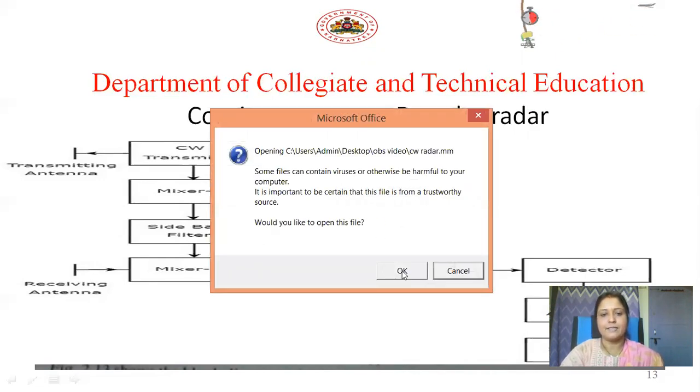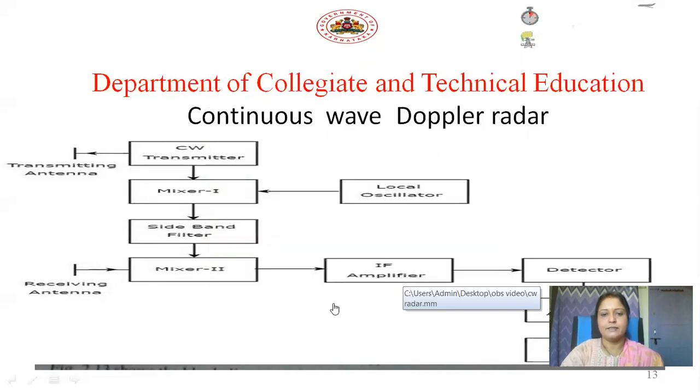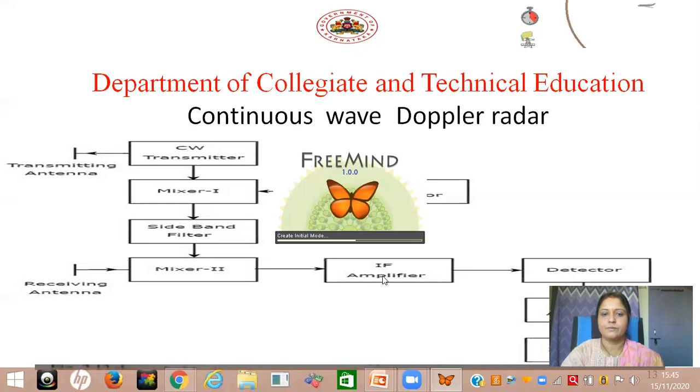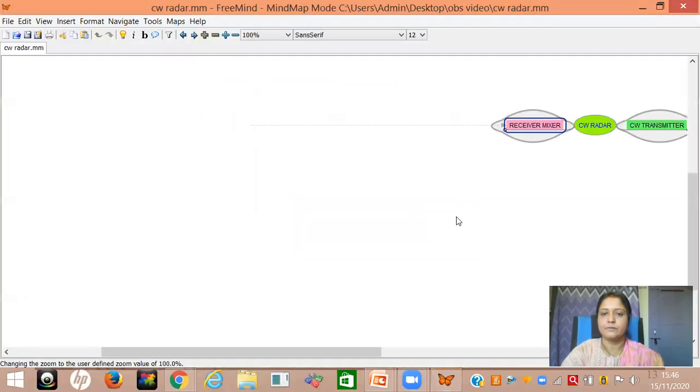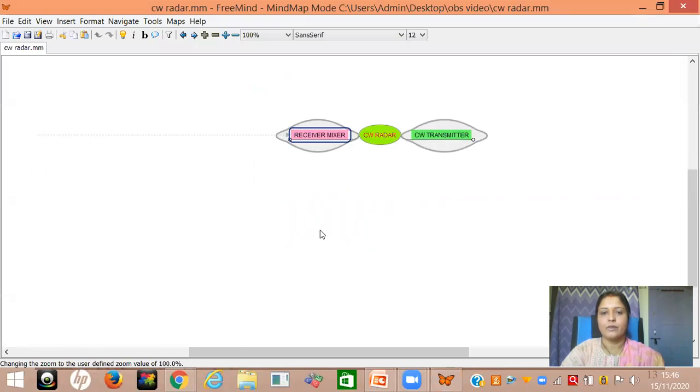Now let us analyze this block once again. Now see here, this is the continuous wave radar. We have the transmitter section and the receiver section here. Now if you observe here in the continuous wave radar, it is a continuous wave transmitter. This will transmit the signals here.